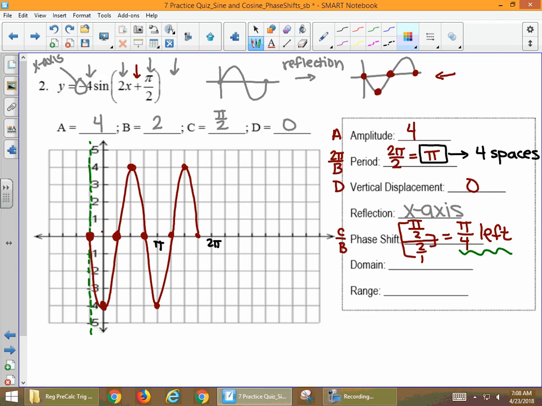Domain here is all reals. Range is -4 to 4.